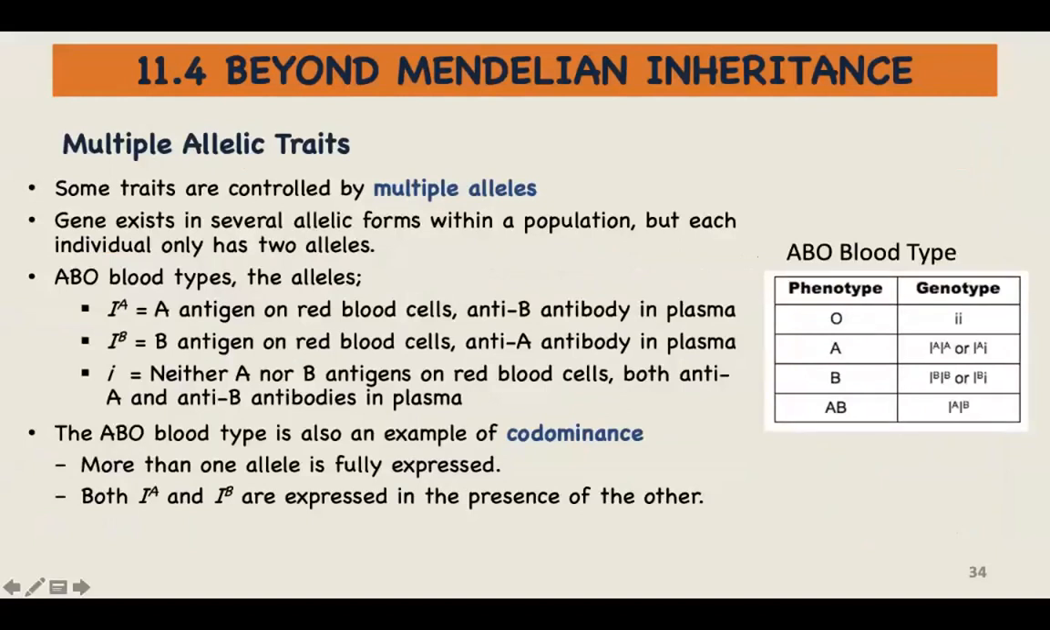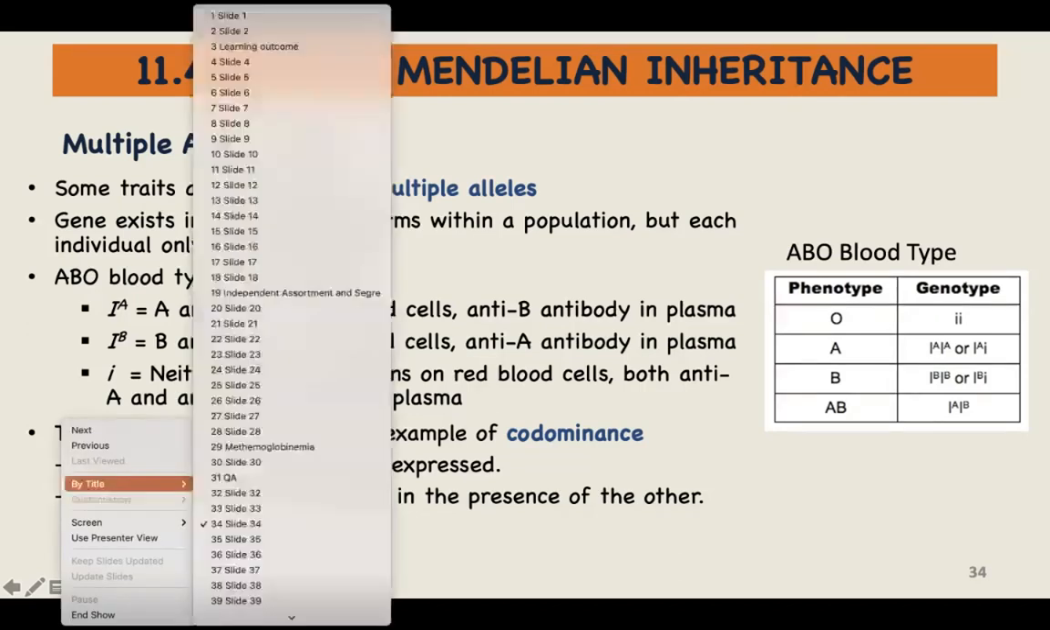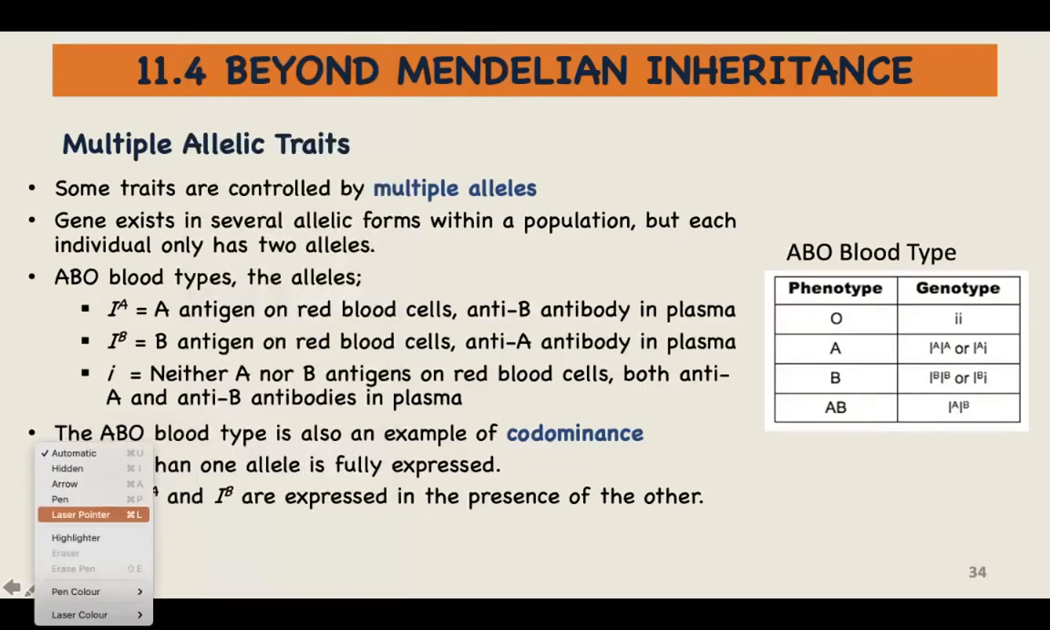Before this we had the law of segregation and the law of independent assortment, which deal with two alleles. Sometimes in the community, we get those that have multiple allelic traits. Blood, for example, is one that everyone has. Some traits are controlled by multiple alleles. Multiple alleles, what does it mean?